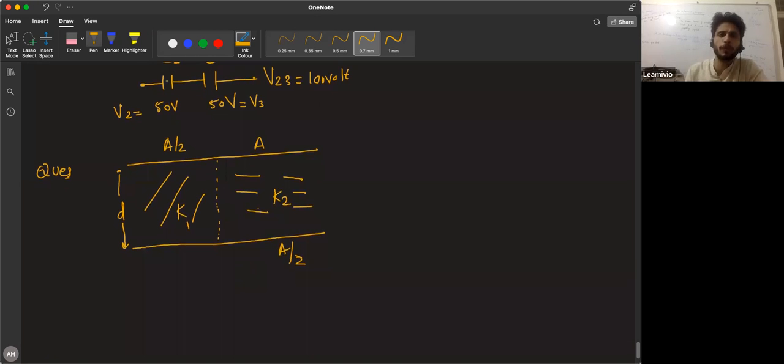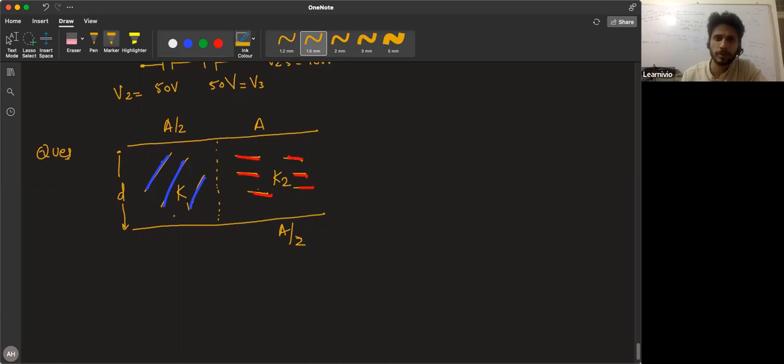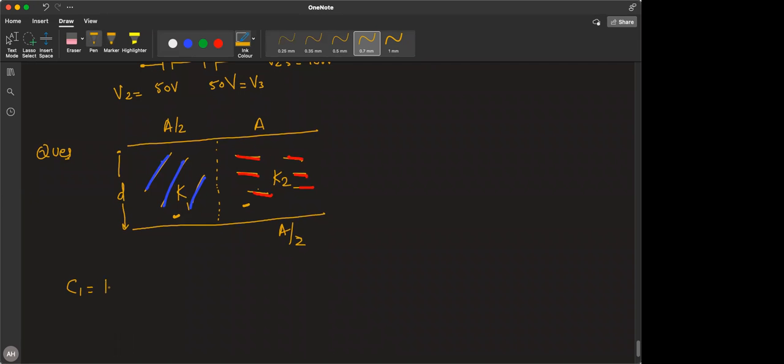So due to these two different dielectrics, this is one dielectric. This is another dielectric. One is K1, another is K2. So due to two different dielectrics, this will behave as two different capacitors. One is C1, another is C2. So what will be the relation for C1, Minashi? What will be C1? K epsilon 0 A by D.